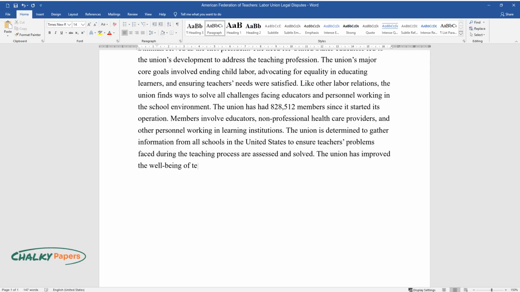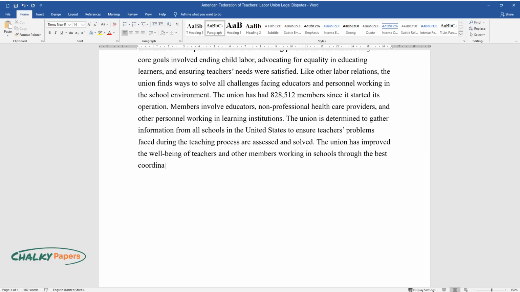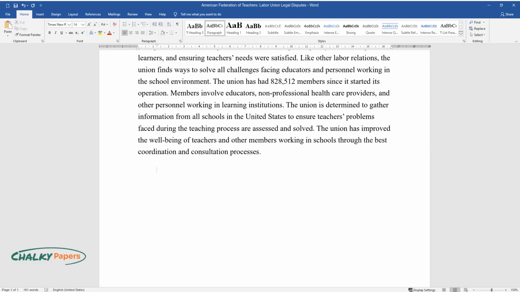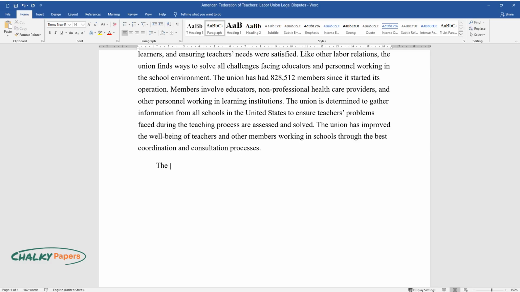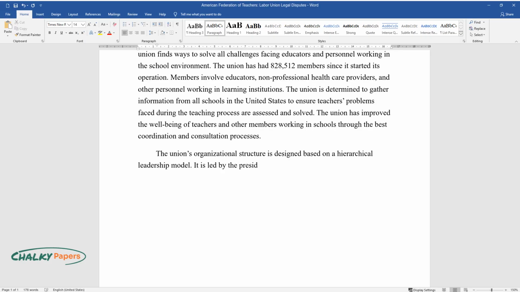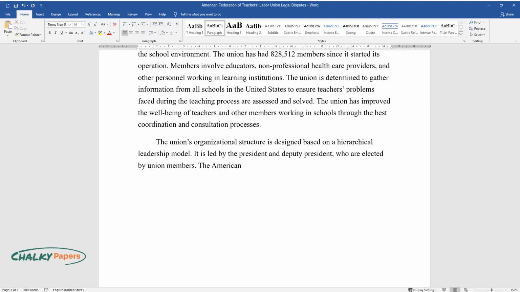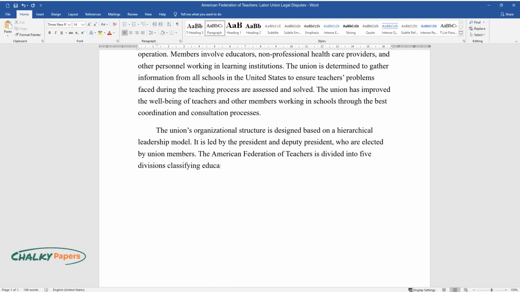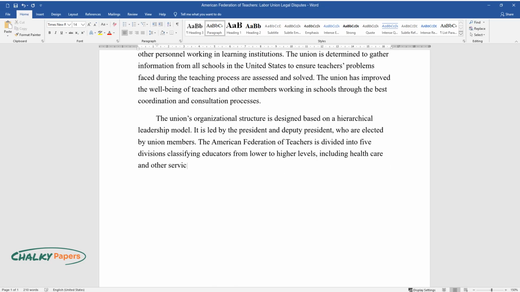The union has improved the well-being of teachers and other members working in schools through the best coordination and consultation processes. The union's organizational structure is designed based on a hierarchical leadership model. It is led by the president and deputy president, who are elected by union members. The American Federation of Teachers is divided into 5 divisions classifying educators from lower to higher levels, including healthcare and other service providers working in learning institutions.